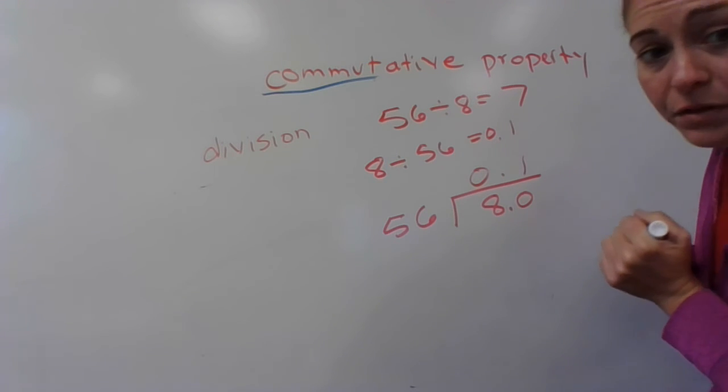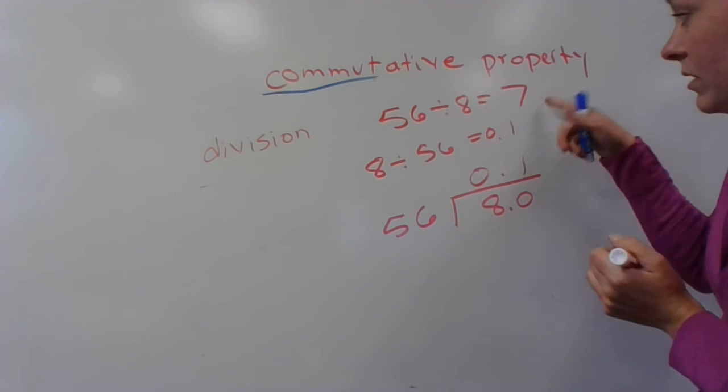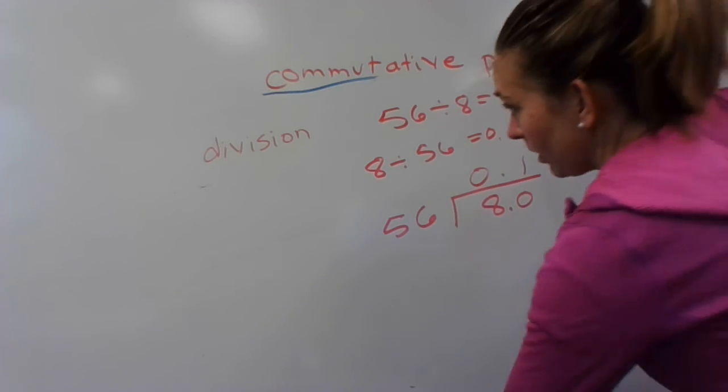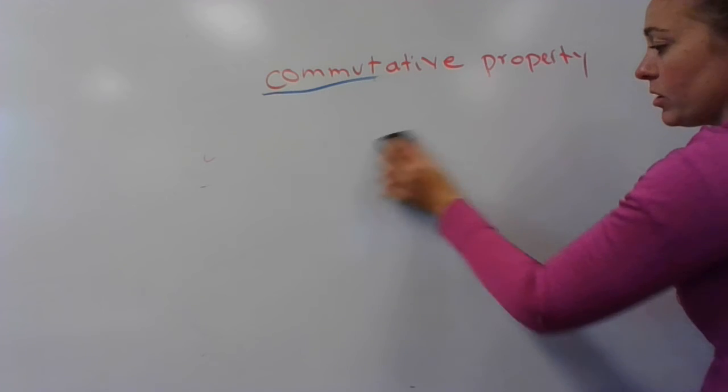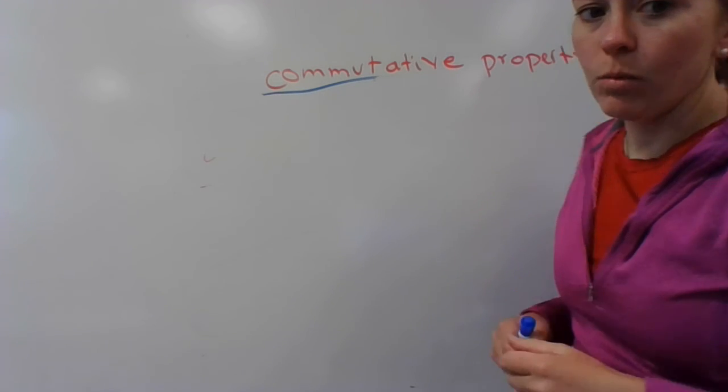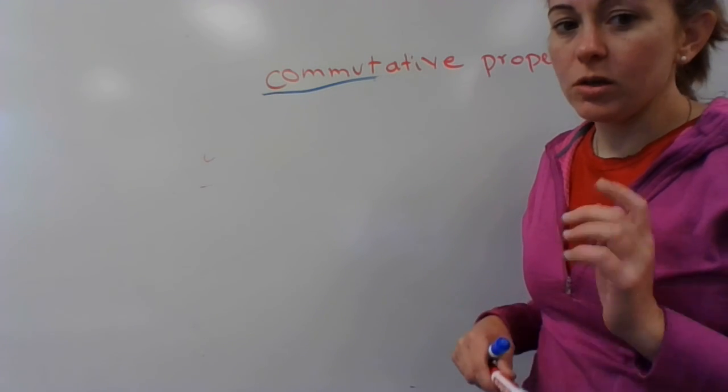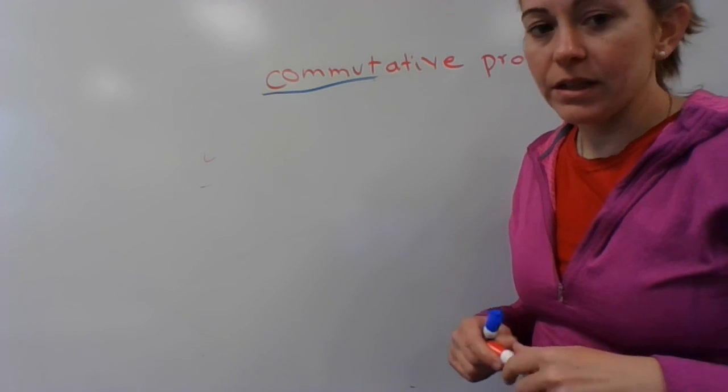So two very different answers also. One is a whole number and one is less than 1. So the commutative property, again: you can move numbers around when you add and when you multiply. However, when you subtract and divide, you have to do it in the order that they give it to you.